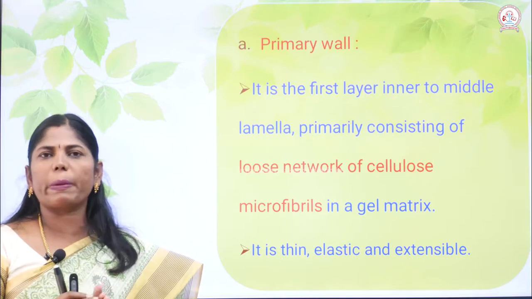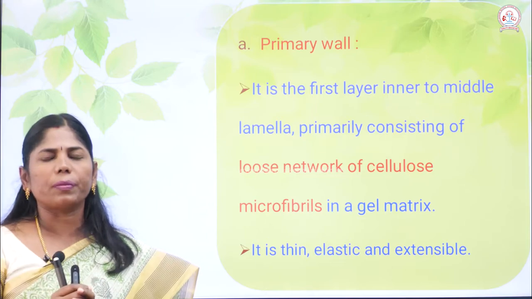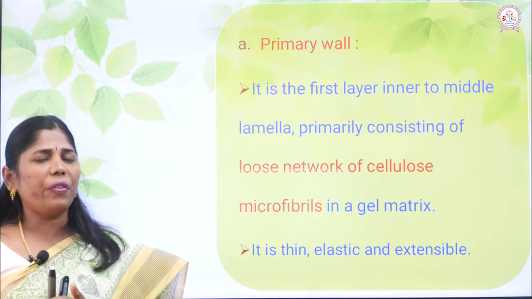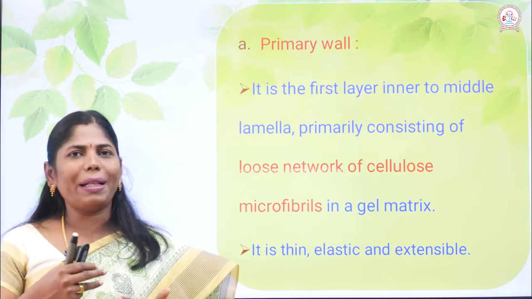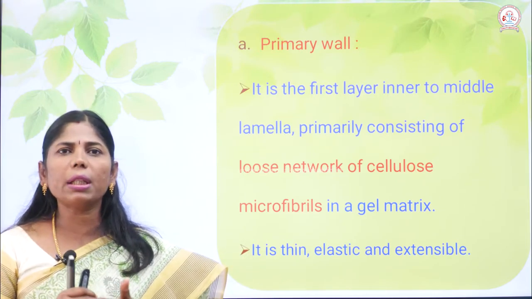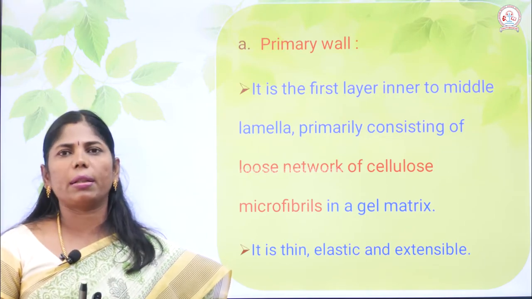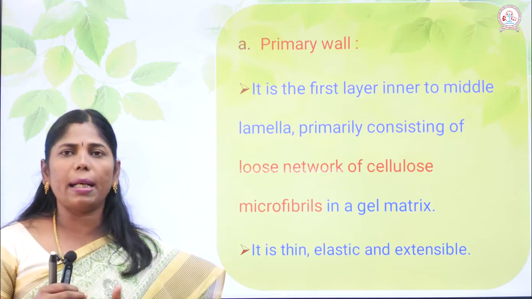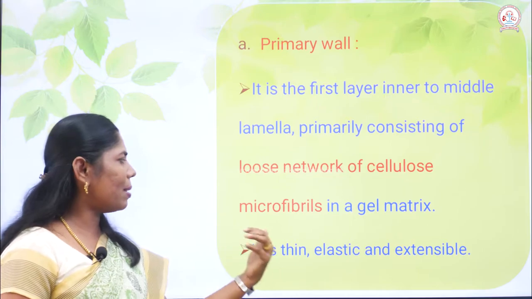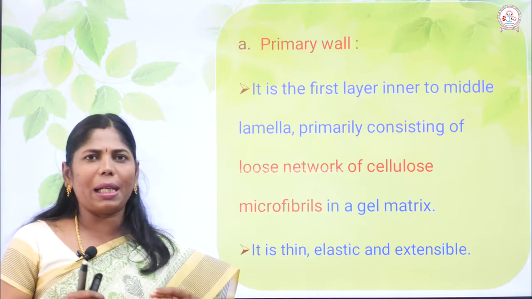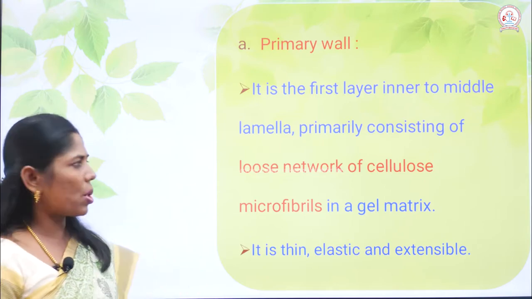If cellulose is present, the cell wall is very thin and elastic in nature. Instead of cellulose, if it has lignin and suberin, or any other material, it will be very thick, and we cannot see any elastic nature there. Okay? So the reason it is thin is the presence of cellulose. So it is thin, elastic and extensible. Elastic means it will stretch a little. That is an extensible condition.